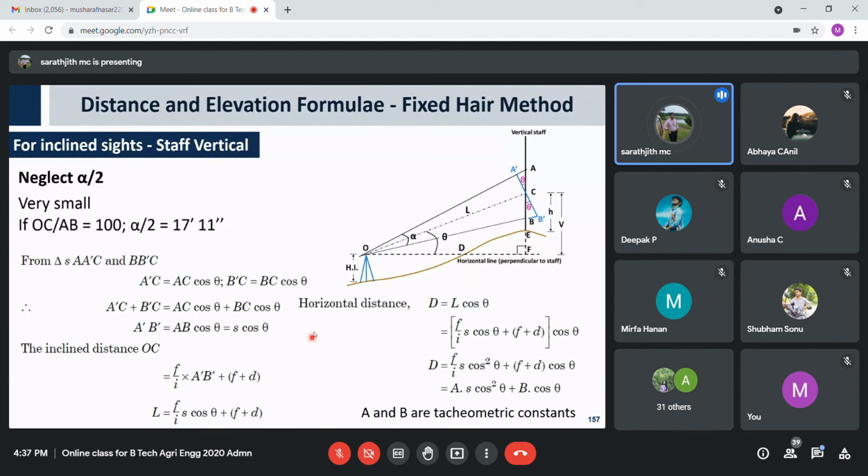So now we want to compute the horizontal distance. Horizontal distance is D. If you consider the triangle OCF as before, then D would be L cos theta. So substitute the value of L which we got here, F by I times S cos theta plus F plus D, into cos theta. Multiply the cos theta which is outside, so we have F by I S cos square theta plus F plus D into cos theta.